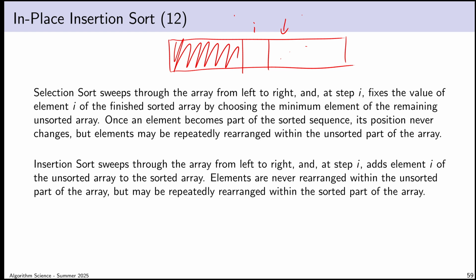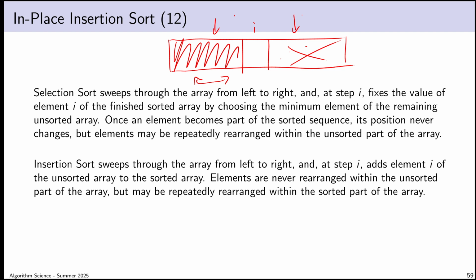Let's think about insertion sort, though. At every step I, when I get to the beginning of step I, everything to the left of I is in sorted order, but it may not be in its final position. I may still have to do a bunch of swaps internally and move things around to make space. On the other hand, everything on the right remains in its original unsorted order. I never move anything around over here during insertion sort.